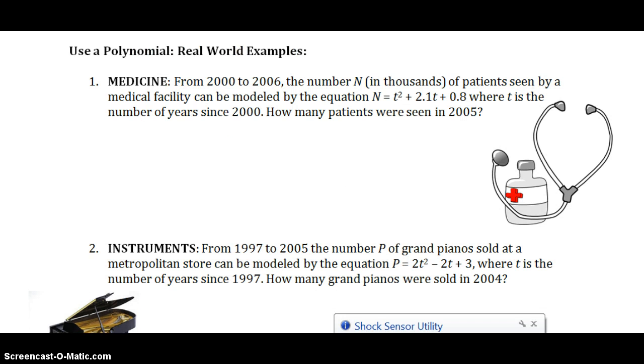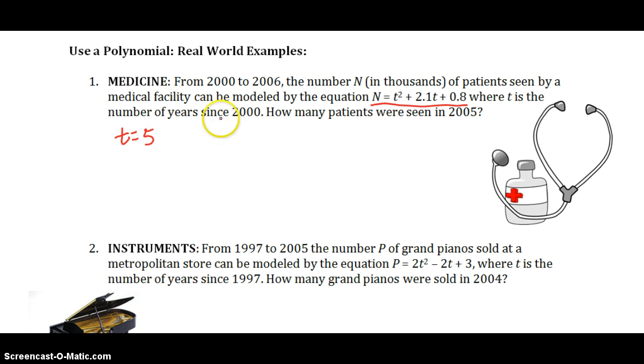Okay, the next two problems are showing how we will use polynomials in real-world examples. So the first one says that from 2000 to 2006, the number in thousands of patients seen by a medical facility can be modeled by this equation. So they're going to go ahead and give us the equation. See how it's a polynomial. It's got 3 terms, where t in this equation is the number of years since 2000. So how many patients were seen in 2005? So that's been 5 years since 2000. So t is going to equal 5.